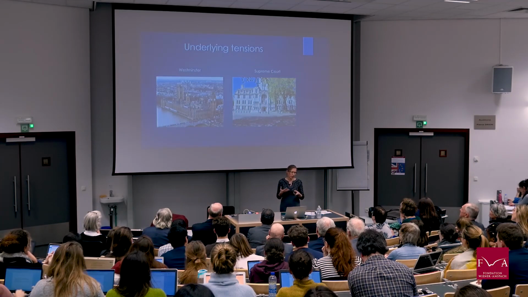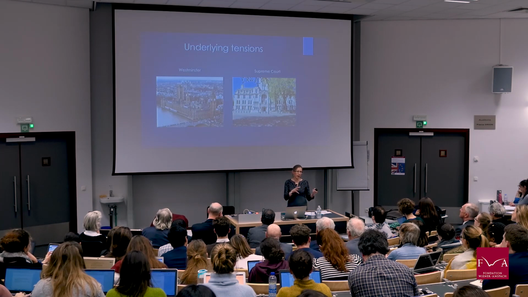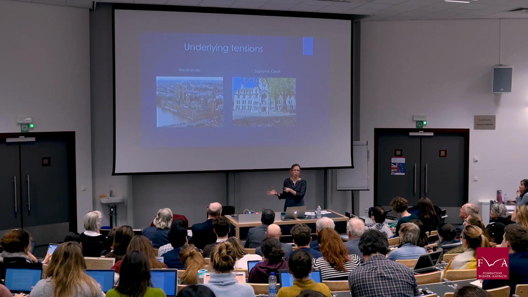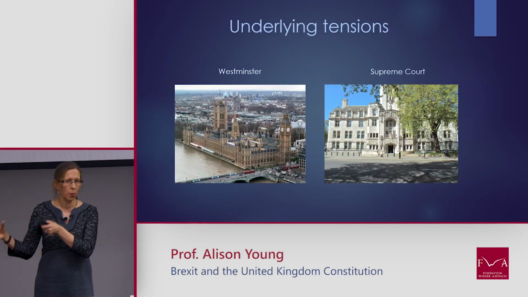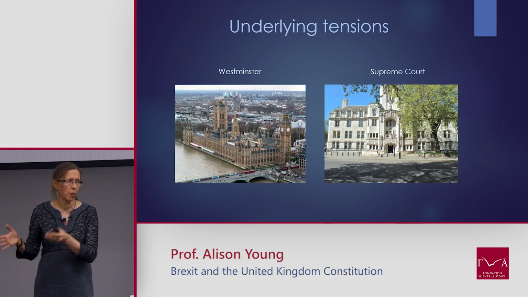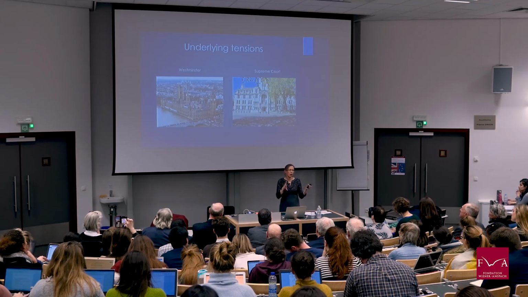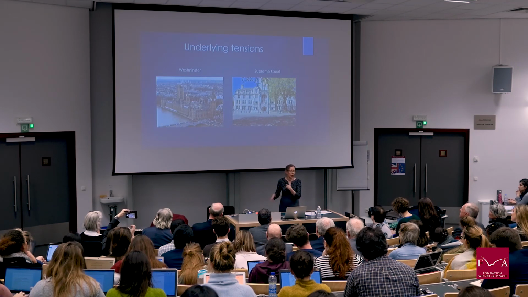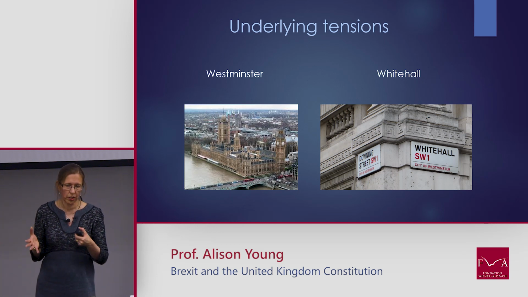There are three tensions that I want to look at. The first I'm going to call the tension between Westminster and the Supreme Court, and by this I mean a tension between law and politics. We have this range of sources, legal sources and political sources. But when should we use law to control the government, and when should we use politics? How does this work? The second tension is what I've called a difference between Westminster and Whitehall.